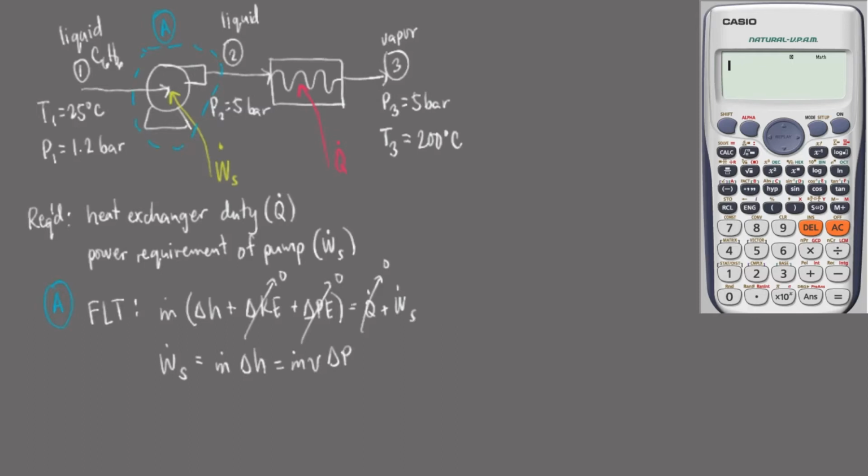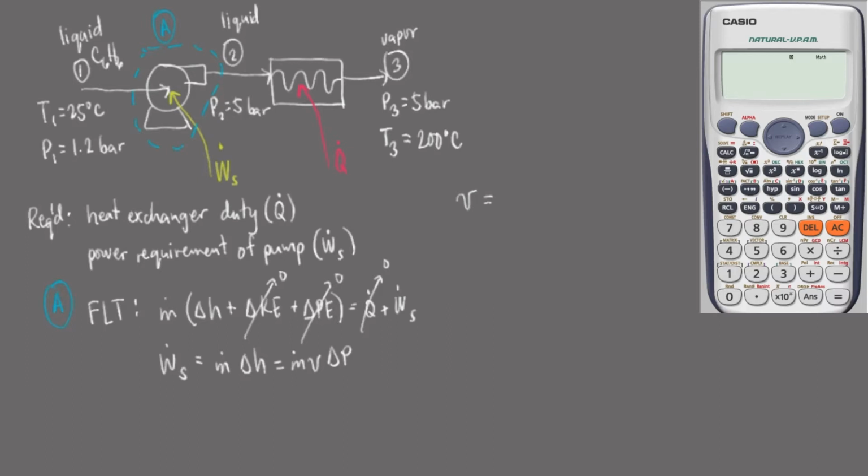Keep in mind that this equation is only possible if we assume that the pumping is isothermal and that benzene is incompressible such that its specific volume is constant. This also suits the given in our problem because we are already given delta P. We know that the initial pressure is 1.2 bar and the final pressure is 5 bar. All that's left for us to do is to estimate the value of the specific volume of liquid benzene.